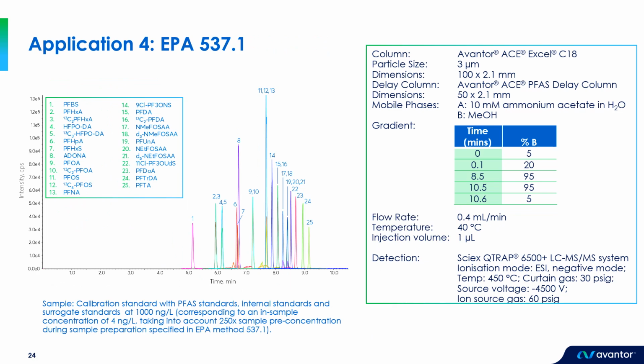Finally, here we have an example of the separation of 18 PFAS compounds together with their isotopically labeled standards for EPA method 537.1. Again, a method for drinking water analysis that utilizes a 250-fold sample pre-concentration step. For this particular method, we have quite tight criteria for the peak shape of the first 2 eluting peaks. So here we've opted to use a lower injection volume of just 1 microliter and adapt the start of the gradient program to reliably allow us to meet those criteria.